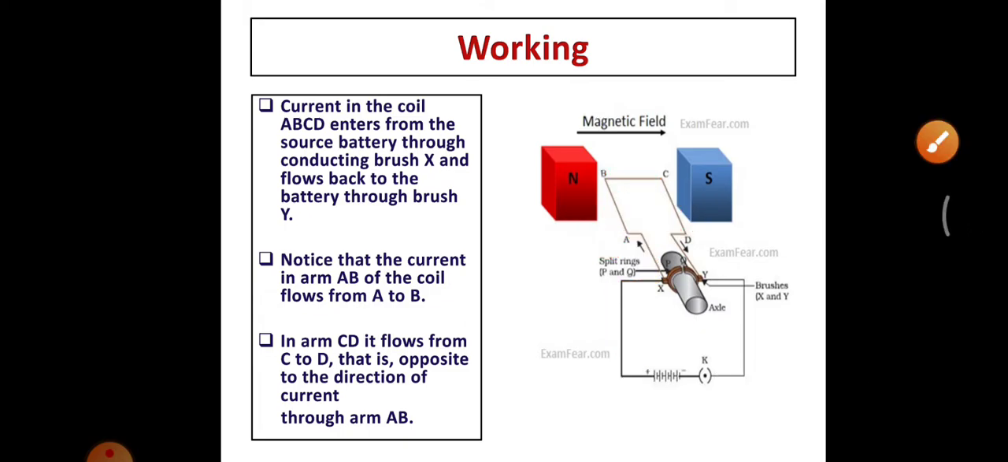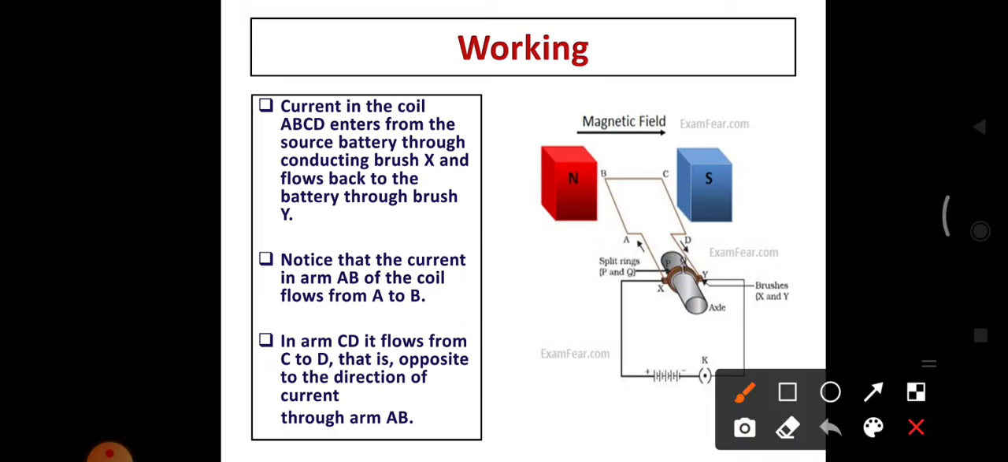So see here. In arm AB, the current direction is upward. In CD, the current direction is downward. So in CD the current is opposite to the arm AB current.